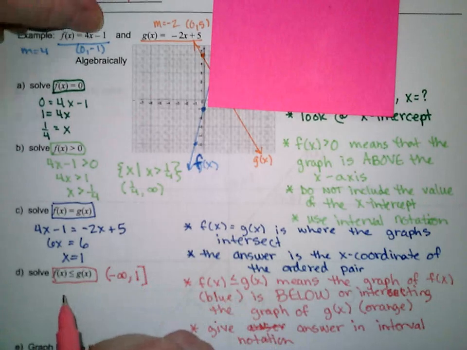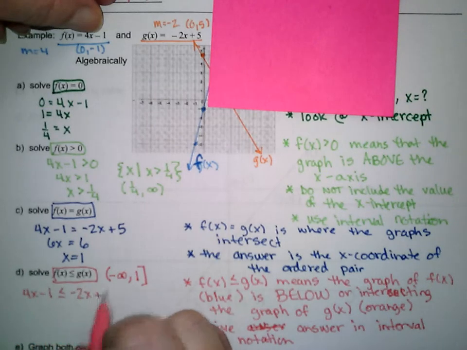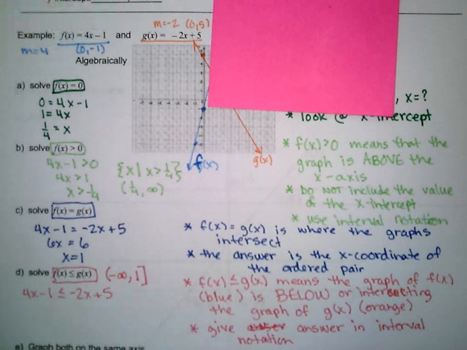So I'll set up my inequality. f of x, which was 4x minus 1, is less than or equal to negative 2x plus 5. And then solve that. So add my 2x over, 6x. Add my 1, is less than or equal to 6. Divide by 6.